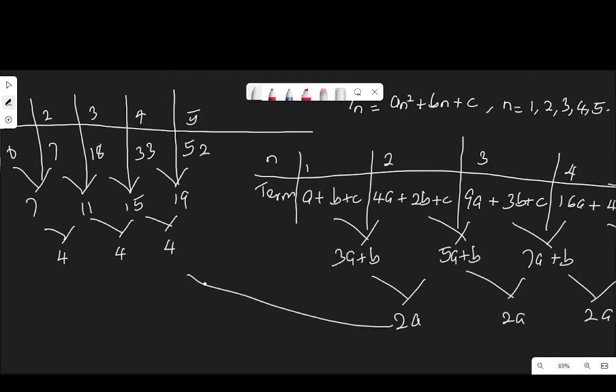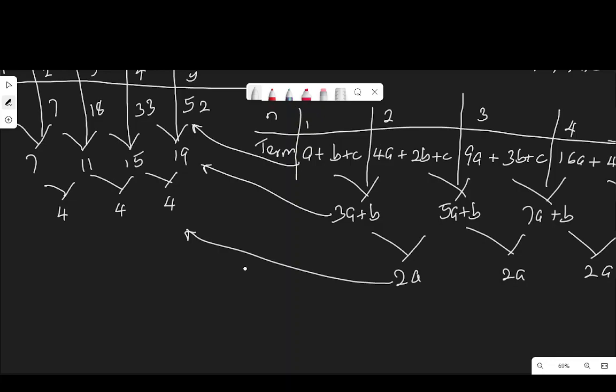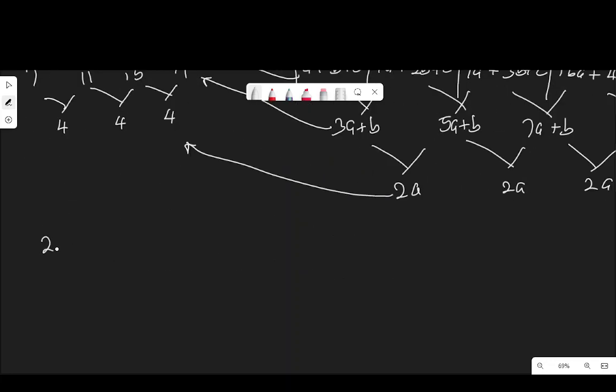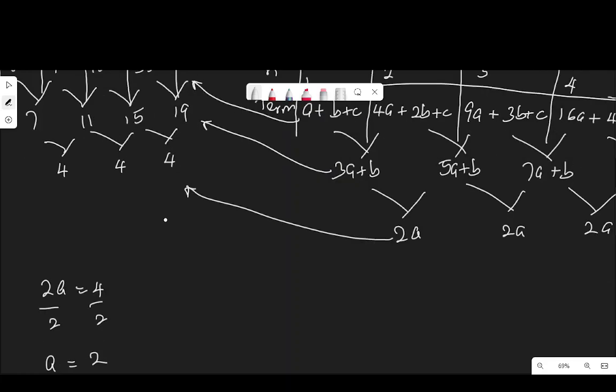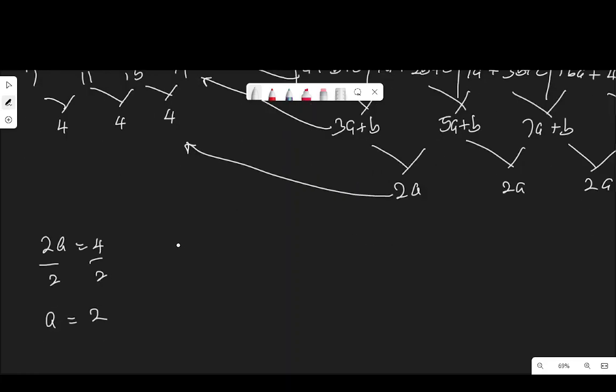Okay, now let's compare the tables. The last row here corresponds to 4, 4, 4. That means 2a is equal to 4. Divide both sides by 2. A is equal to 2. Comparing now the element of the second row, 3a plus b corresponds to 7. 5a plus b corresponds to 11. 7a plus b corresponds to 15, and so on and so forth. Let me use that 7a plus b equal to 15. Whichever one you use, you are going to get the same thing.